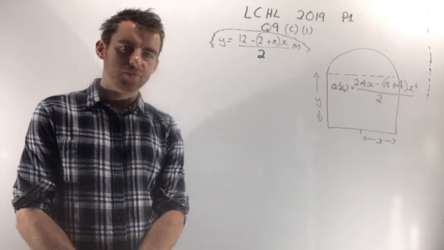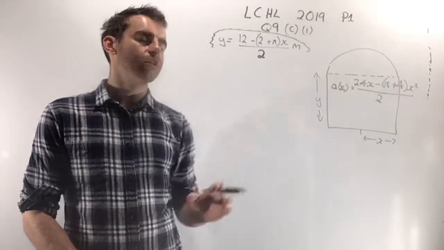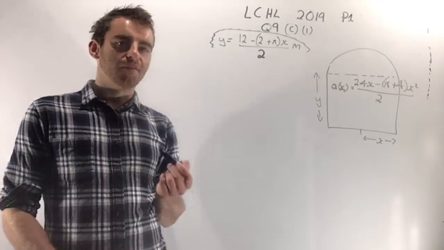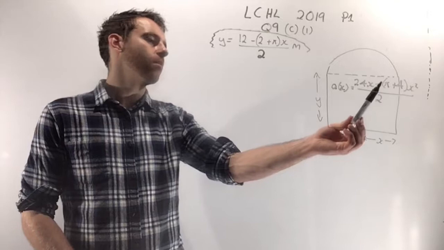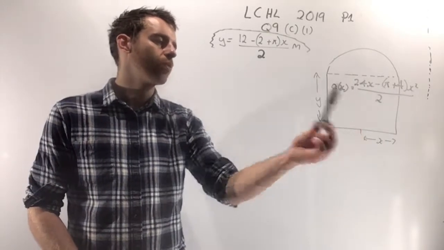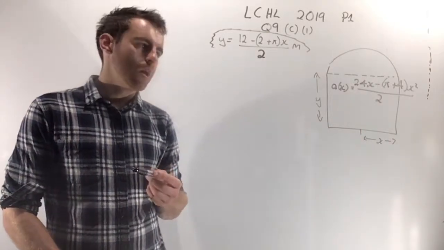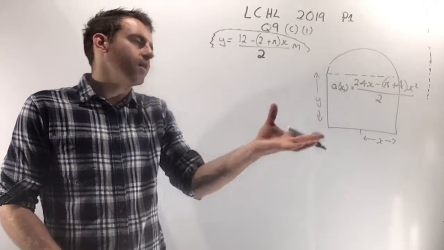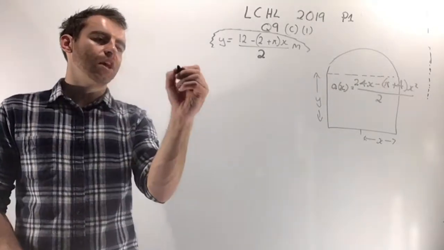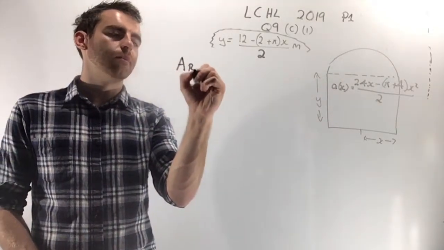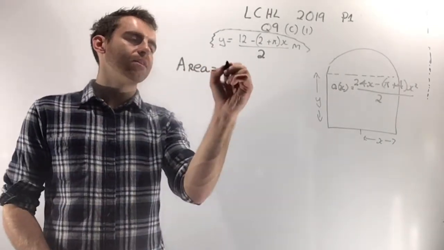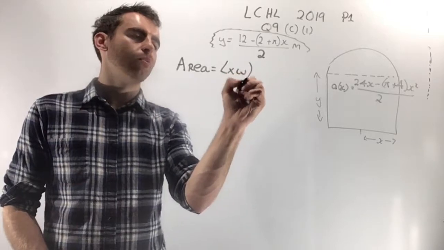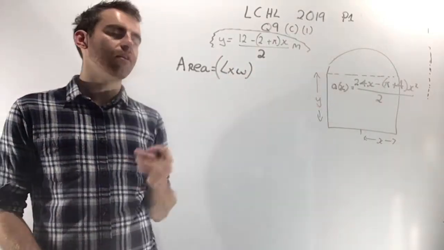Okay, so for C part 1, we've gone back to the original diagram. And we're asked to find the area of the Norman window and leave it in the form 24x minus pi plus 4 times x squared all divided by 2. So clearly we're dealing with two relatively basic shapes here. The Norman window is made up of a rectangle and a semicircle. In order to get the area of a rectangle, it's just the length multiplied by the width. So that's what I'm going to do to get the area of my rectangle.